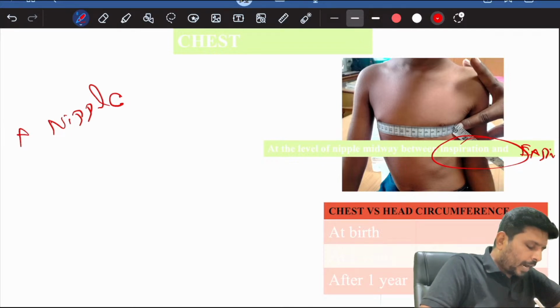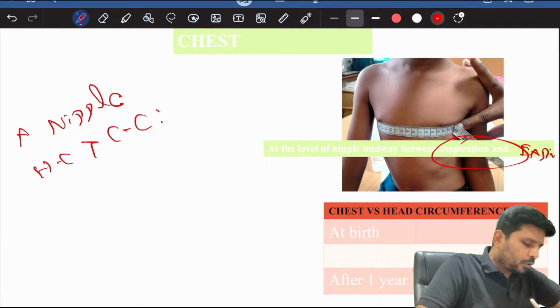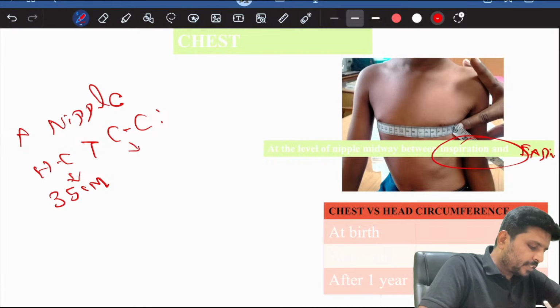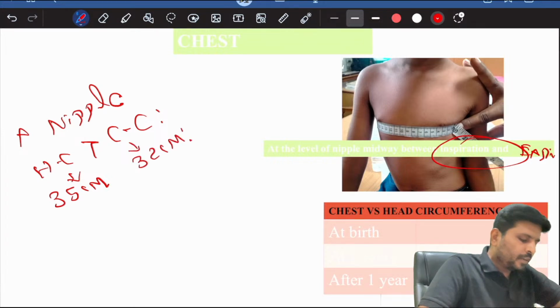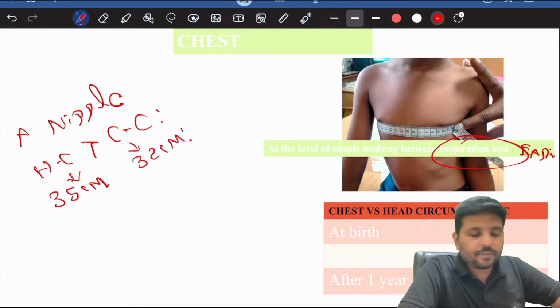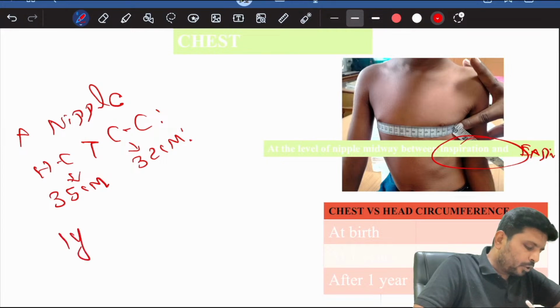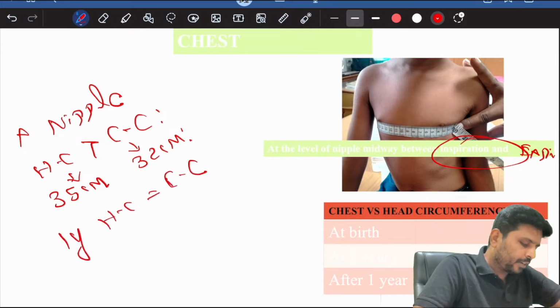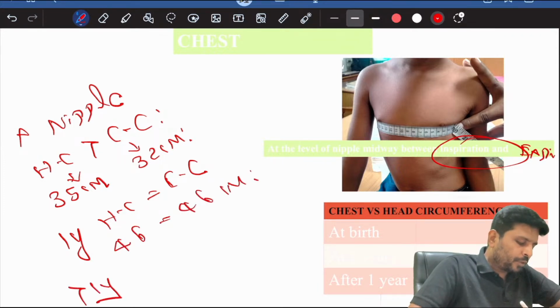At birth, head circumference is more than chest circumference. For example, if your head circumference is 35 centimeter, your chest circumference is just 32 centimeter, so a difference of 3 centimeter will be there. But by about 1 year, your head circumference will be equal to chest circumference, roughly around 46 centimeter both. But after 1 year, your chest circumference will be more than head circumference.